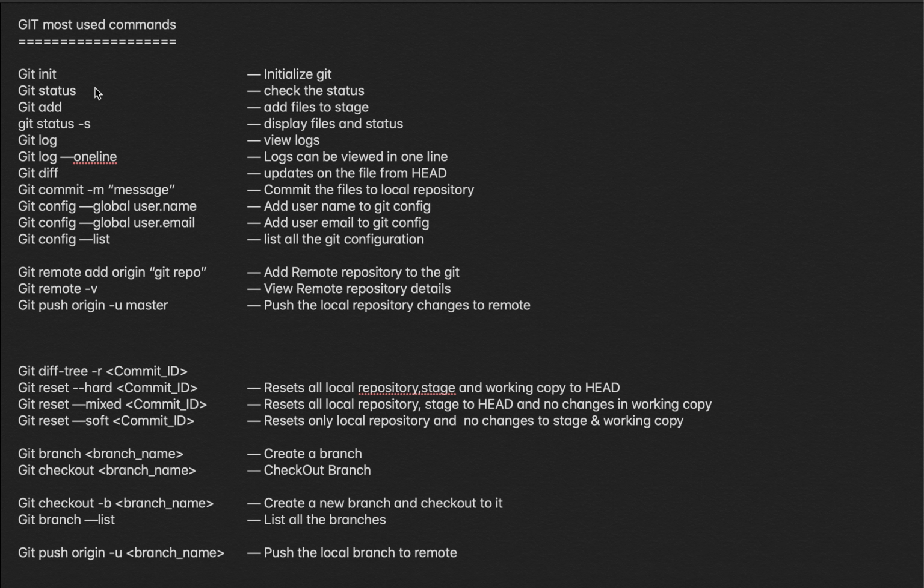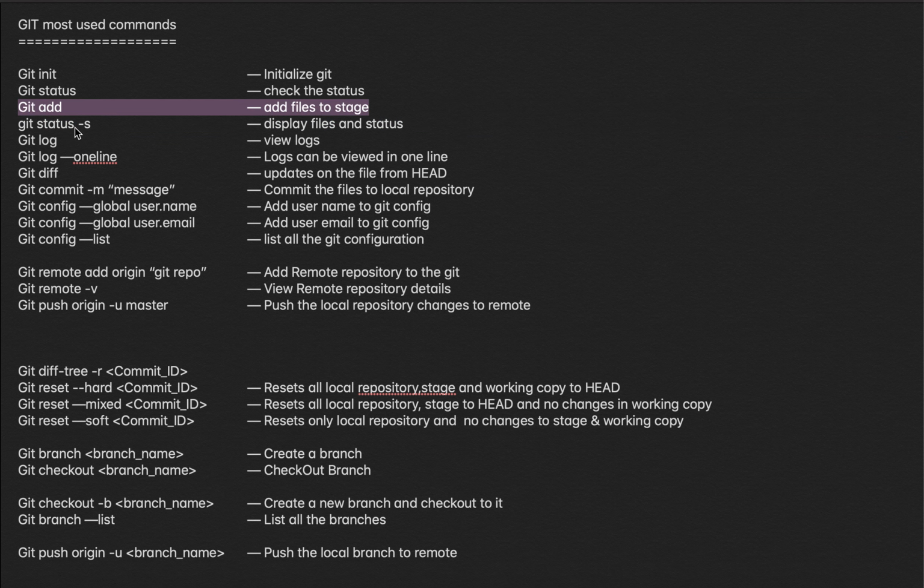The next one is git add. This will help you add your files, whatever files you made changes to in your local copy. Using git add, you can push them to the stage. You can put them on the stage so that you are good to commit. Git add will help you add files to the stage.